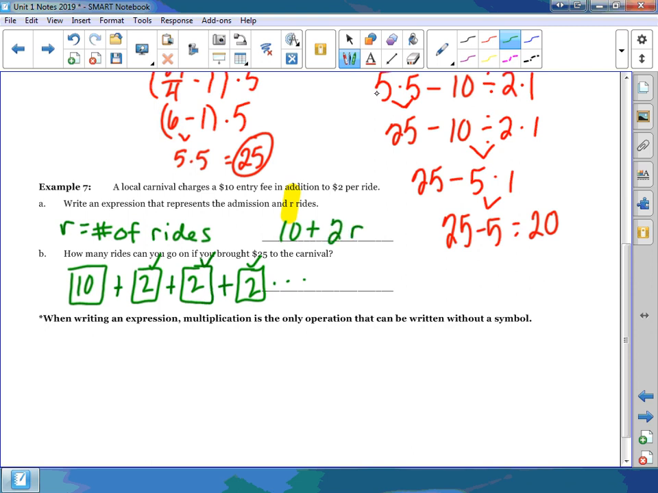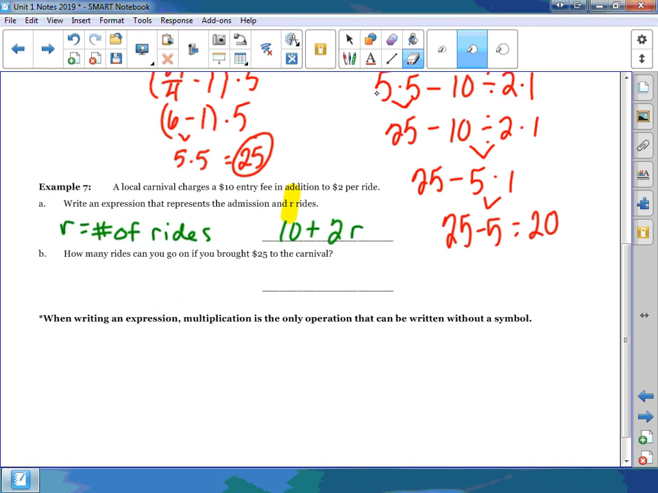An expression like 10 plus 2R or 2R plus 10, something along those lines. Okay? And then the next one says, how many rides can you go on if you brought $25 to the carnival? When we get into the unit where we're solving equations, this lends itself perfectly to an equation. But for now, it's more or less a guess and check. But I think you could probably target it pretty closely for the first guess.